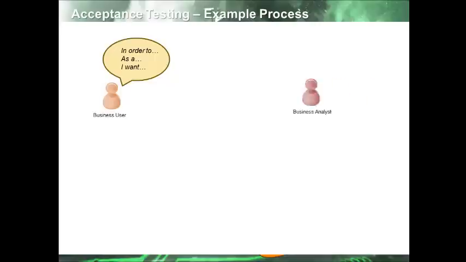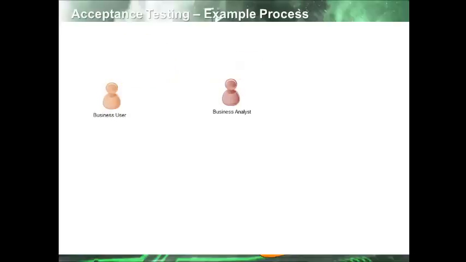Okay, so let's have a look at an example process. It all starts with a business user. The business user describes his requirements in a way that is defined and that we can all understand. For this, I like to use Gherkin syntax. Gherkin syntax for a user story is described in the format that you can see there. In order to do a particular thing, as an actor on the system, I want to be able to perform a particular action.